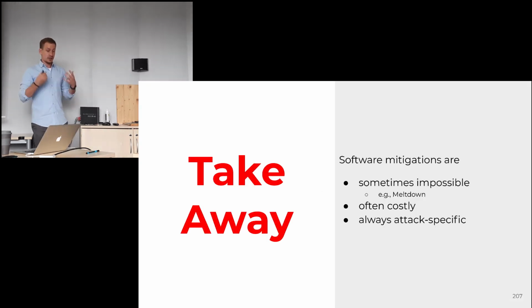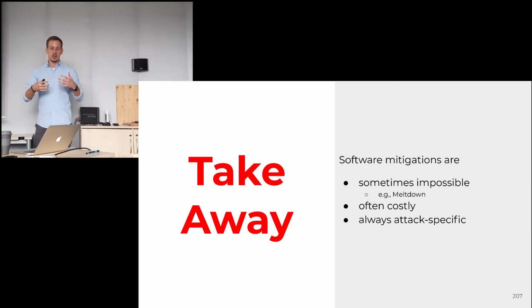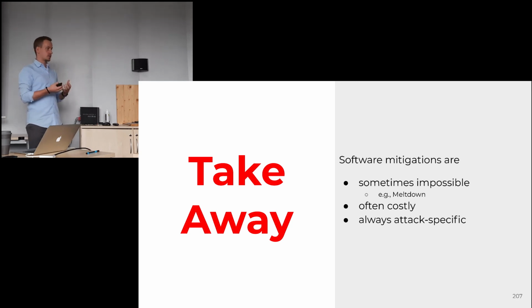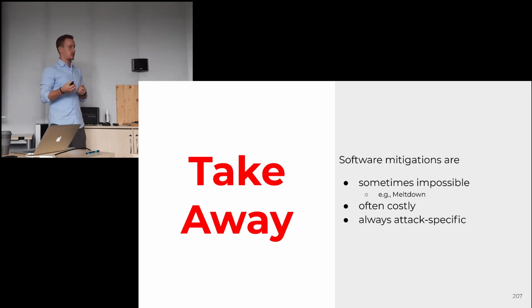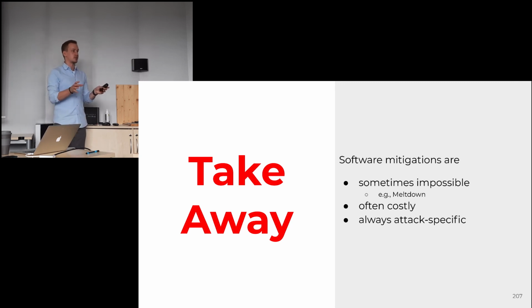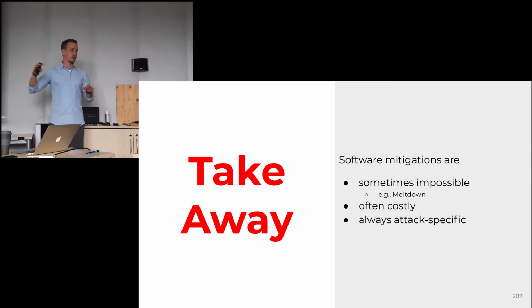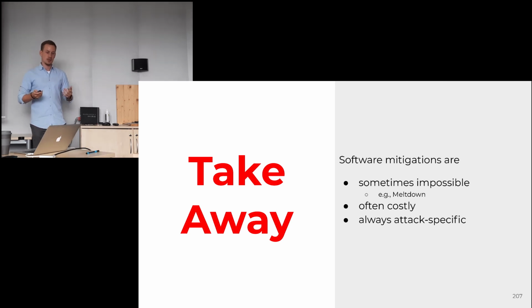Anyway. What are the takeaways from this second layer of defense, from software mitigations? They are possible for some attacks, but not for others. Meltdown is not covered at all here, and the derivatives from Meltdown are often costly, causing high overhead, and they are often attack-specific, so we need a combination of several defenses. Defenses against Spectre 1 usually don't cover Spectre 2 and 3 and the others. So that's the takeaway.